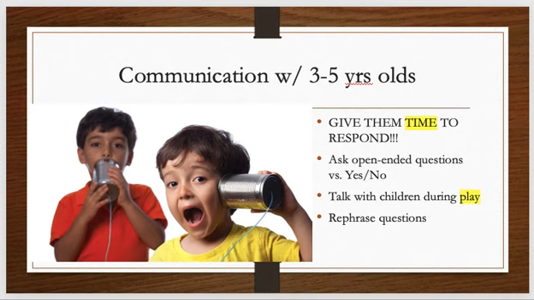Communication with 3 to 5 year olds. Let's say that we're trying to have a conversation with a 3 to 5 year old child. When we're talking to them, maybe we're asking them a question or giving them a prompt of some kind. We want to make sure that we're giving them time to respond because their brains, remember, are still making many, many connections and they're still getting wired. They're going to need some time to put some answers together to then speak back to us. So don't be surprised if you say something to them and you get a pause. That would be completely normal.